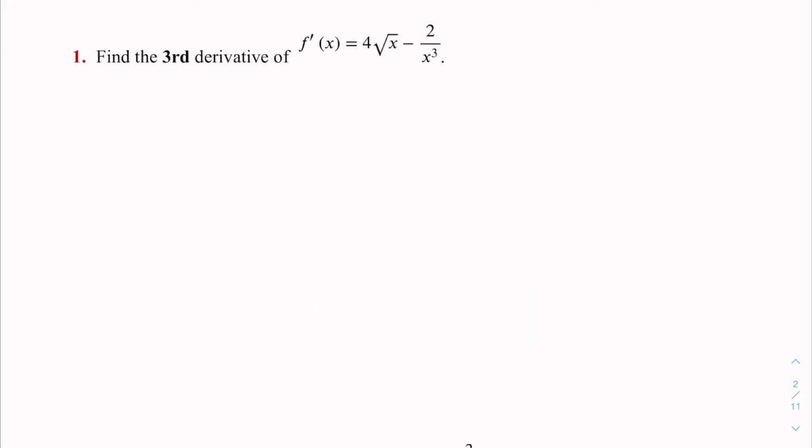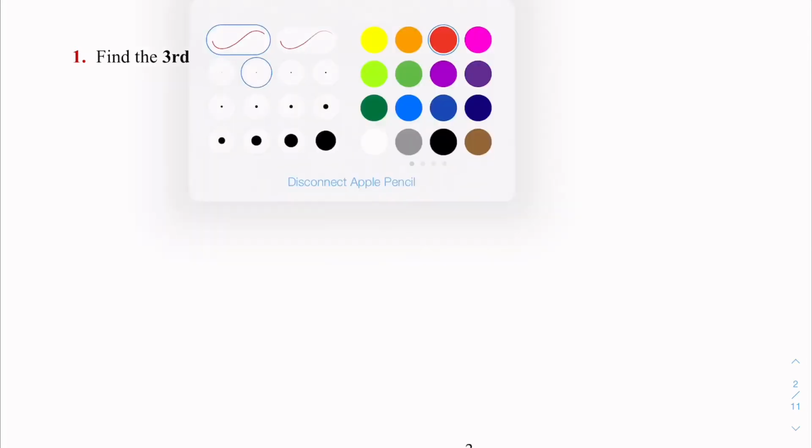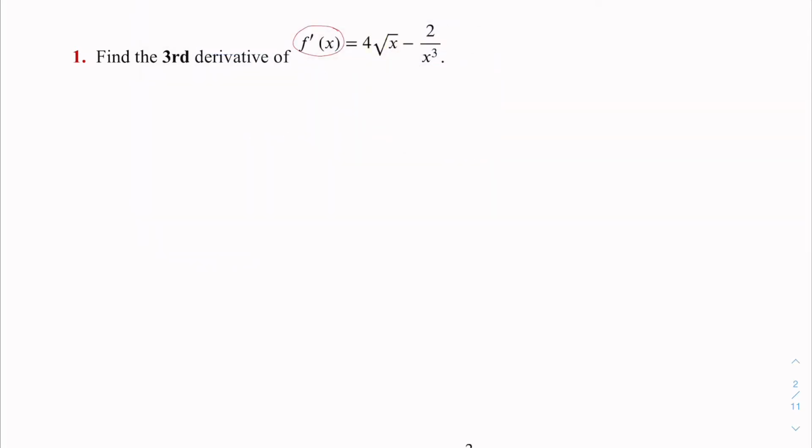Okay, so starting with number 1, it says find the third derivative of the function. So noticing that we're given the first derivative already, meaning we only need to take 2 more derivatives to find the third. So let's take the derivative on the left. We'll end up with f double prime of x, and the derivative on the right, copying down the constant always. The derivative of root x is 1 over 2 root x times 1, the derivative of x, minus 2, that's the constant, times, and we don't have a rule for 1 over x cubed, so I'll rewrite that.